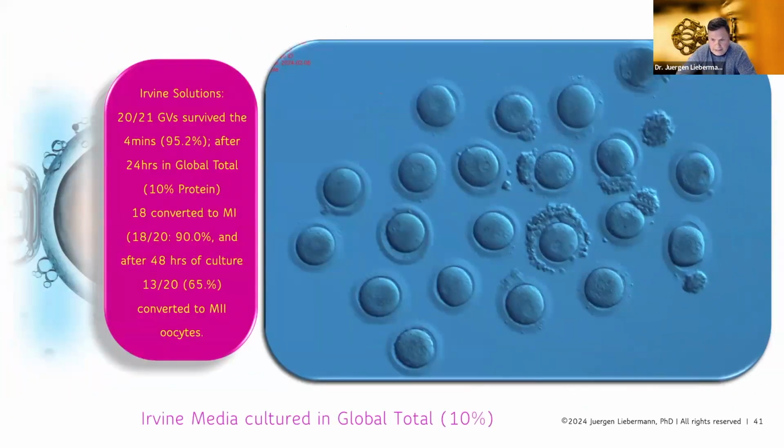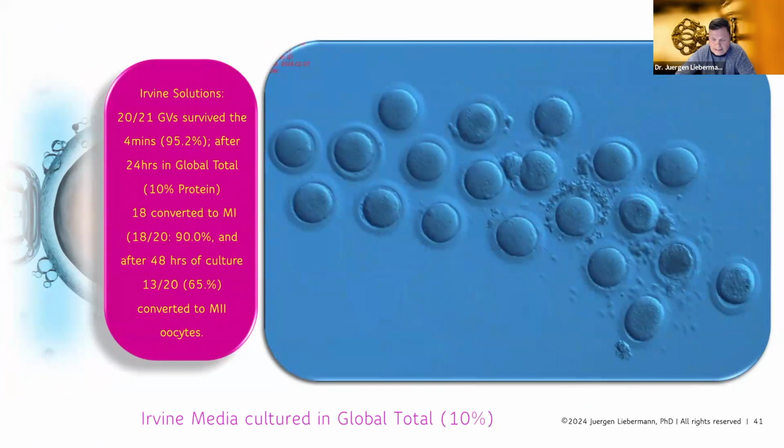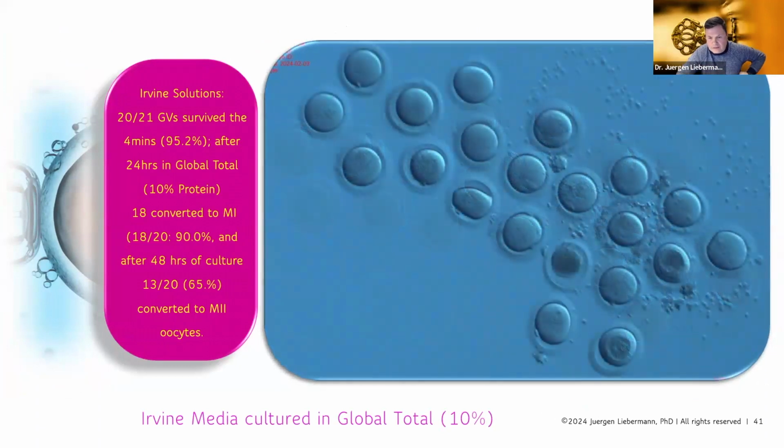Then I had here Irvine solution. I cultured them now not in 20, in 10%. This is all GVs. I kept them, for example, in culture, as I mentioned before. And you see the conversion of these GVs to metaphase 1. And finally, to a high percentage, in this case 65%, they converted to metaphase 2 using the same protocol, 2 minutes vitrification, 2 minutes warming.